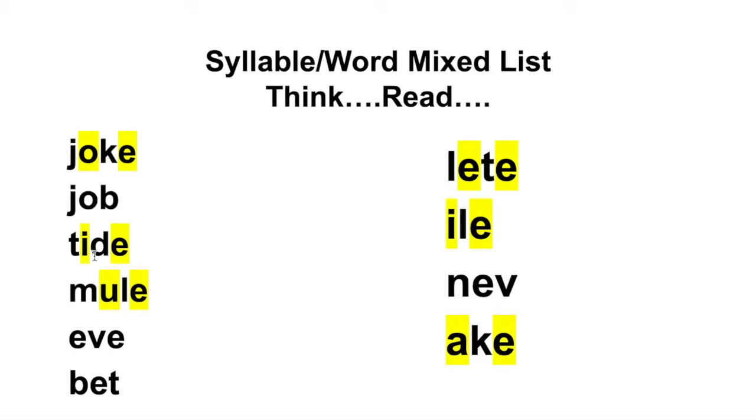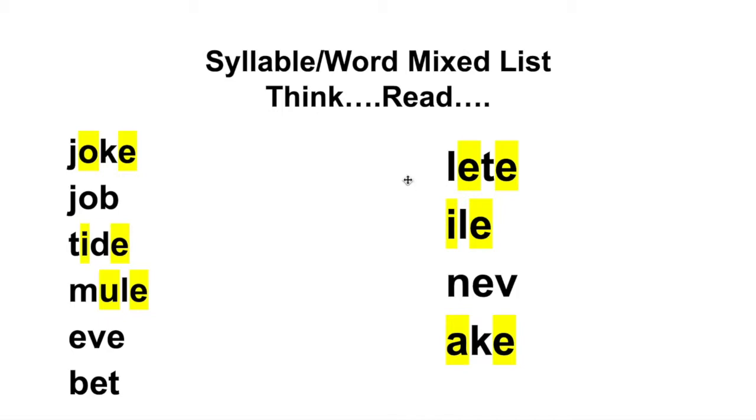Next word underneath. No E, so let's read it. Job. Good. Ooh, I see an E at the end, so that means the I is long. Ready? Think. Read. Tide. Try this one. Think. Read. Mule. Let's try this one. Think. Read. Eve. Think. Read. Ooh, I don't see an E, so short vowel. Think. Read. Bet. Good.